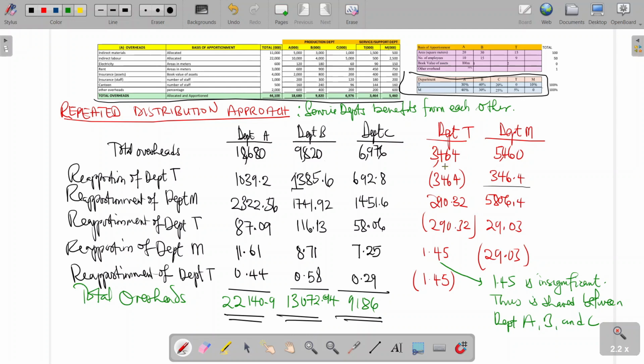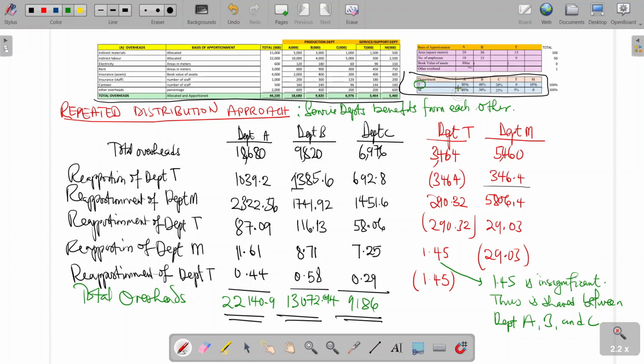The cost is 3464, so we'll bring it down and put it into brackets. The proportions for Department T are 30% for A, 40% for B, 20% for C, and 10% for M. So when we multiply the proportions by 3464, we'll get these particular figures. Now, in order to share Department M using the proportion below, we have to add the benefit Department M got from Department T to the overheads allocated to it. So 346.4 plus 5460, we'll get 5806.4.